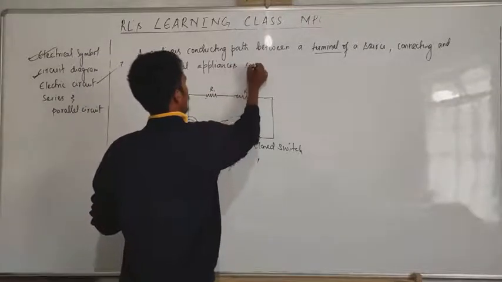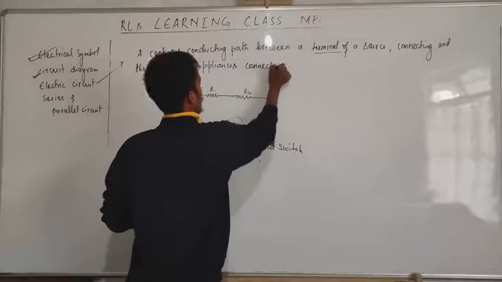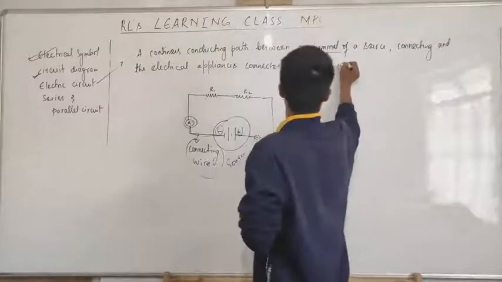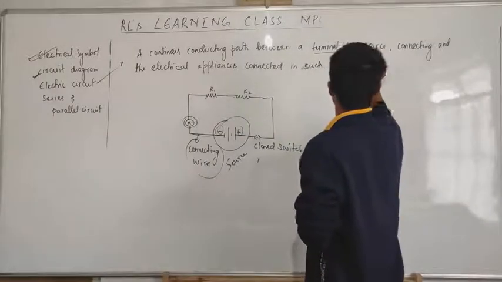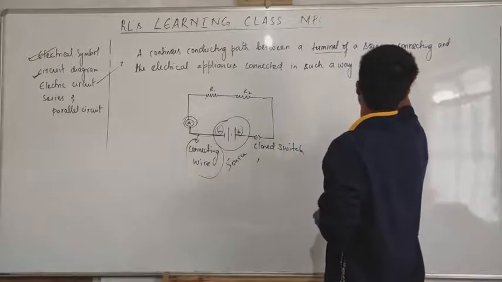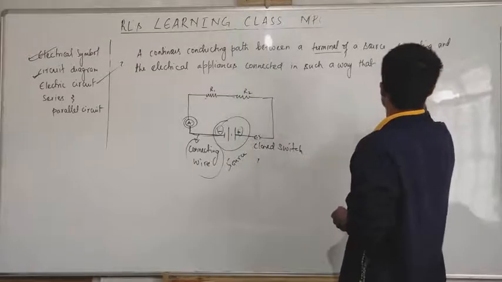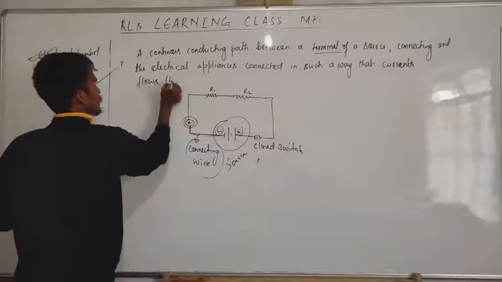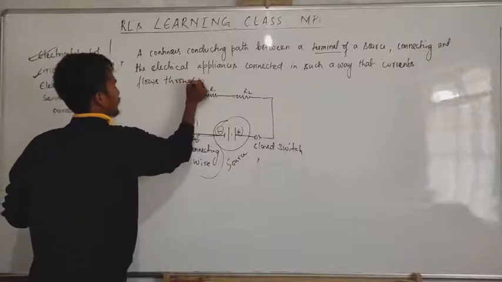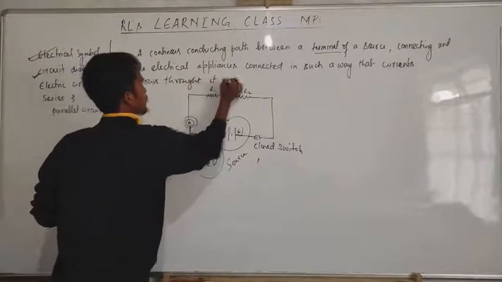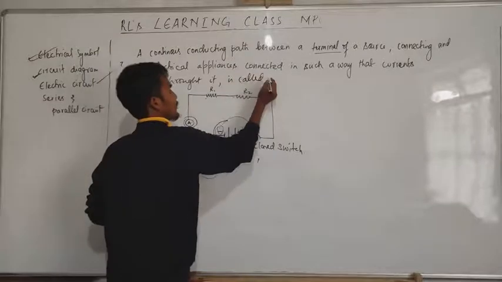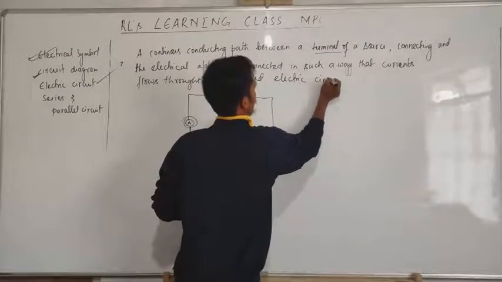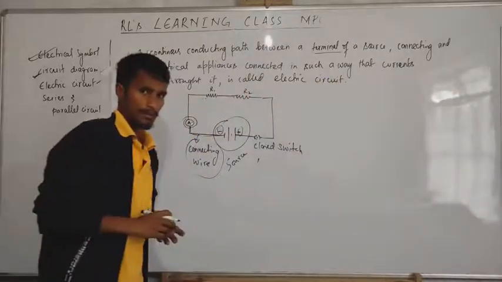Appliances connected in such a way that current flows through it. It's called an electric circuit, and this will be the electric circuit.